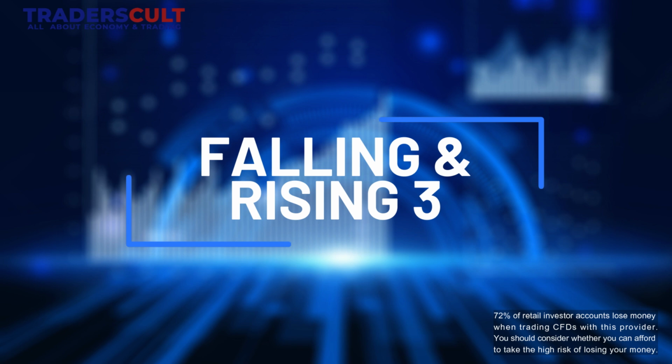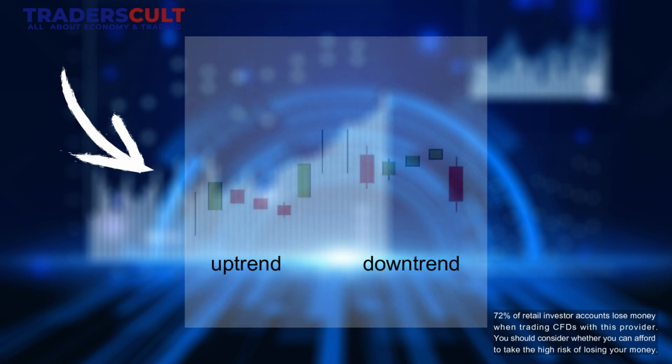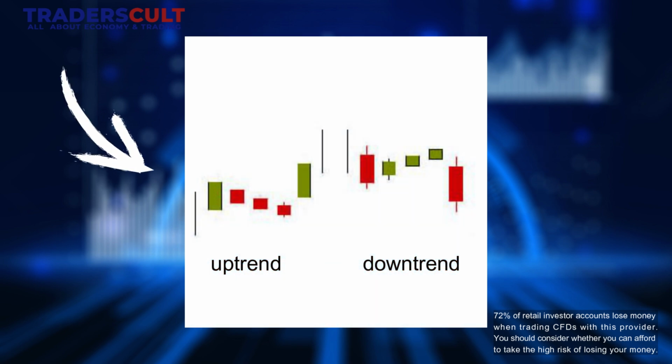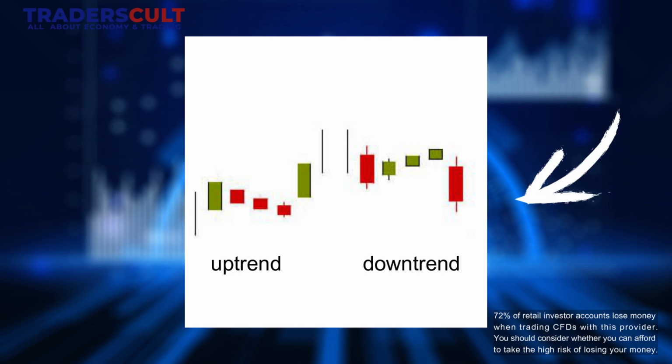Falling and rising 3. Uptrend. The first and fifth candles are bullish, aligning with the trend, and must also be longer than the other three candles. The second, third, and fourth candles are bearish, remaining within the real body of the first candle, with lows at the first candle's open and highs lower than the first candle's close. The close of the fifth candle must be higher than the close of the first candle.